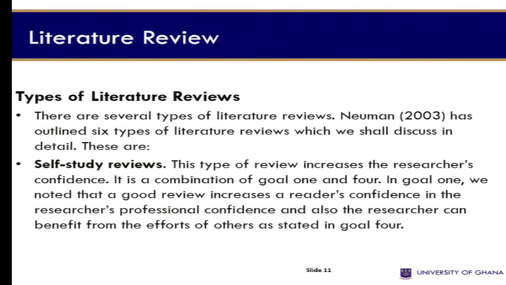Types of literature review. Newman, again, has identified a few types of literature review, which are the following. First, we have what we call the self-study review. This type of review increases the researcher's confidence. It is a combination of goal 1 and goal 4. If you remember, we said goal 1 is to demonstrate familiarity with the body of knowledge and establish credibility, and goal 4 is to learn from others and stimulate new ideas.